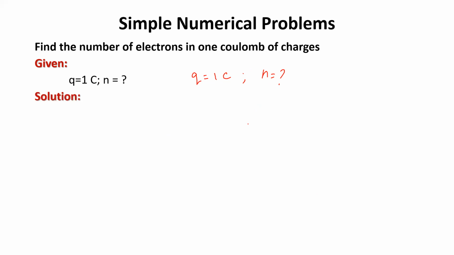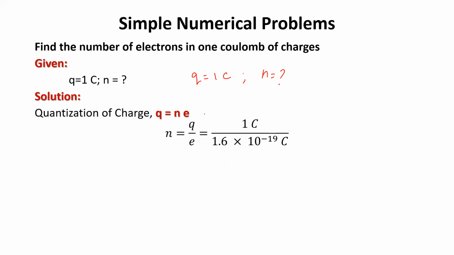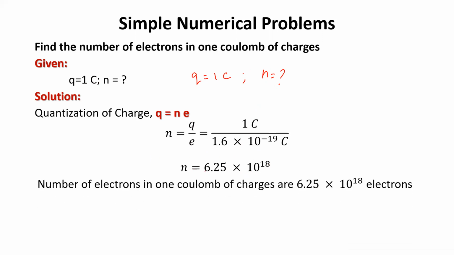Just apply the quantization of charge formula, that is Q equals N e. To find N, N equals Q by e. The Q value is given, it is 1 coulomb. The e value is a constant, 1.6 into 10 power minus 19 coulomb. Make it a division and you will get 6.25 into 10 power 18. This many electrons are needed to get 1 coulomb of charge. This is a very simple problem.